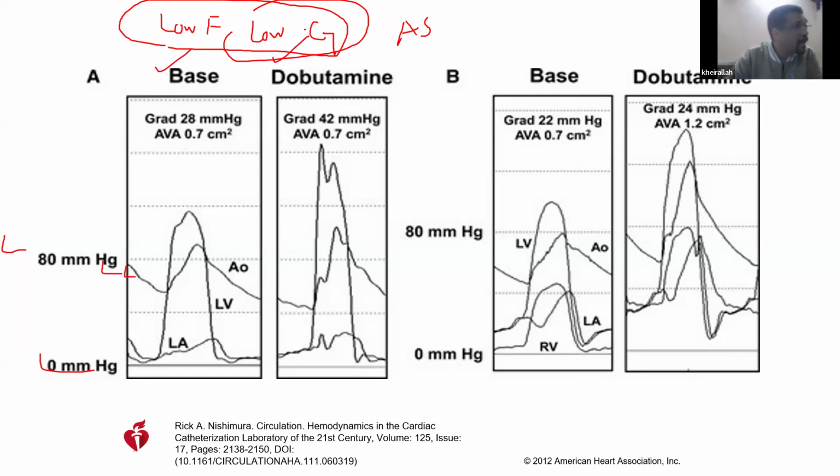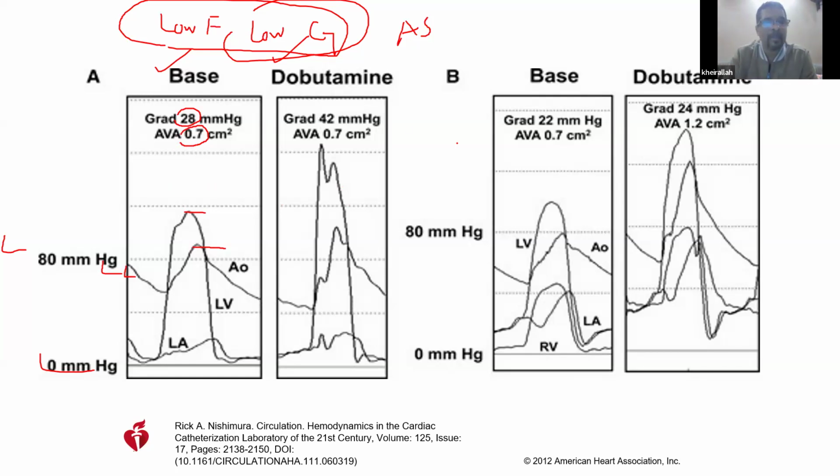We can do the same in the cath lab. Look here, this is a patient with low ejection fraction and the pressure gradient is 28 mean, and the area is calculated to be 0.7. A gradient of 28 does not qualify for severe aortic stenosis, but an area of 0.7 qualifies for severe aortic stenosis. So is it truly severe or not? I need to know, because it has an important impact on my management.